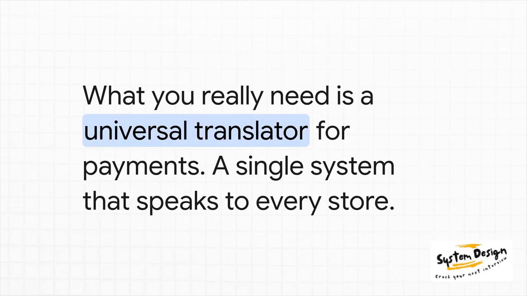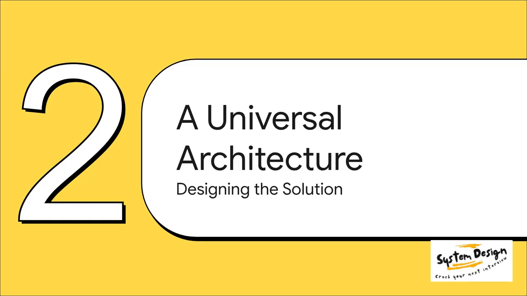So what you really need isn't just one more integration. No way. You need something smarter. You need a system that acts like a universal translator for payments. You know, something that can speak Apple's language and Google's and Stripe's, and then translate it all back into one simple, consistent language that your app can actually understand. Right, so that brings us to the big question. How do you actually build this universal translator? What does the architecture for a system that can juggle all this complexity actually look like?